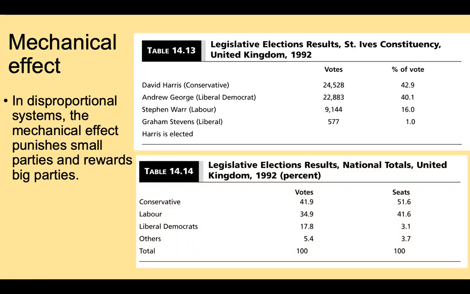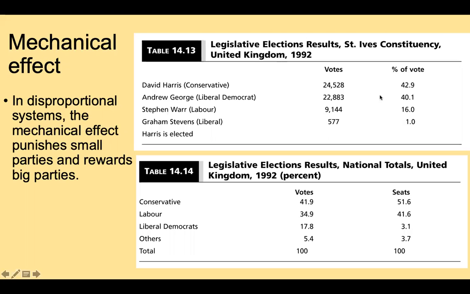So notice, for example, that in this case, this is the St. Ives constituency in the United Kingdom. And we notice that in this election, David Harris, representing the Conservatives, wins 24,528 votes in about 43% of the vote. Andrew George, representing the Liberal Democrats, gets about 22,883 votes and about 40.1% of the vote. Now, notice that the next 2 candidates win a much smaller share of the vote. They win 16% and 1% respectively.